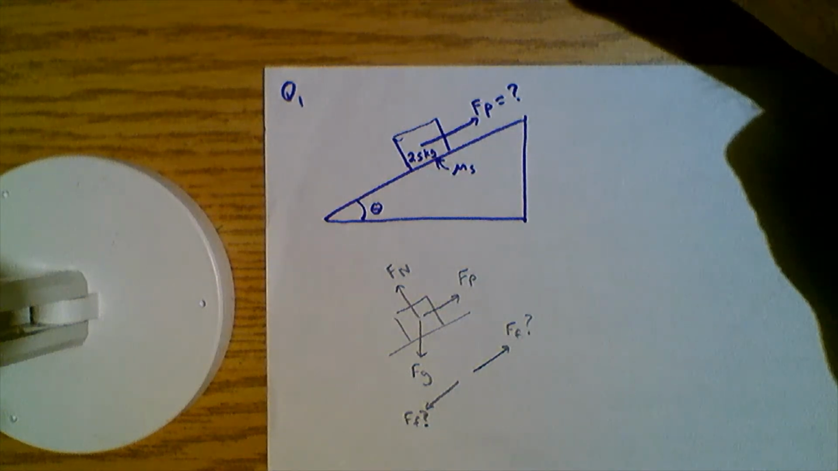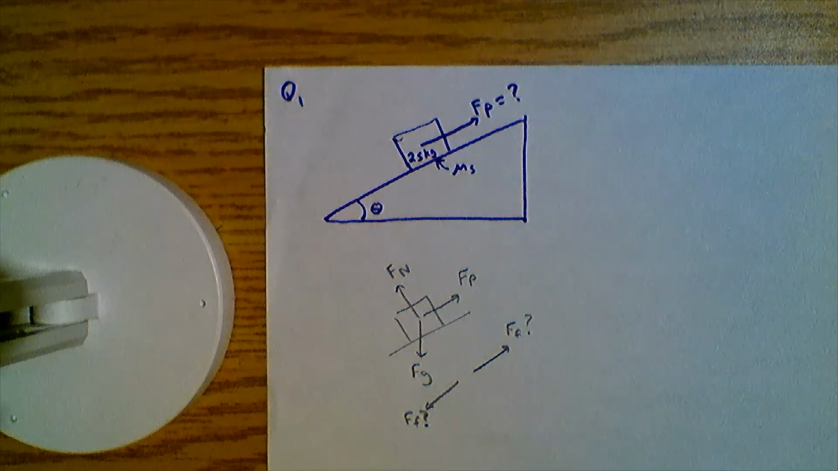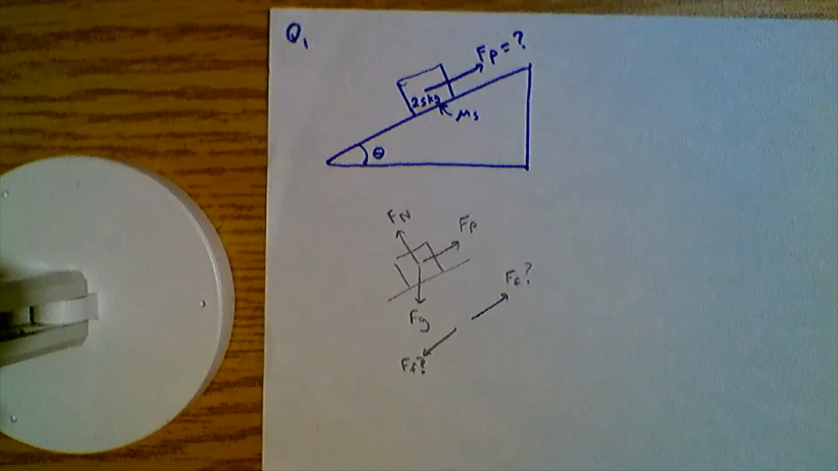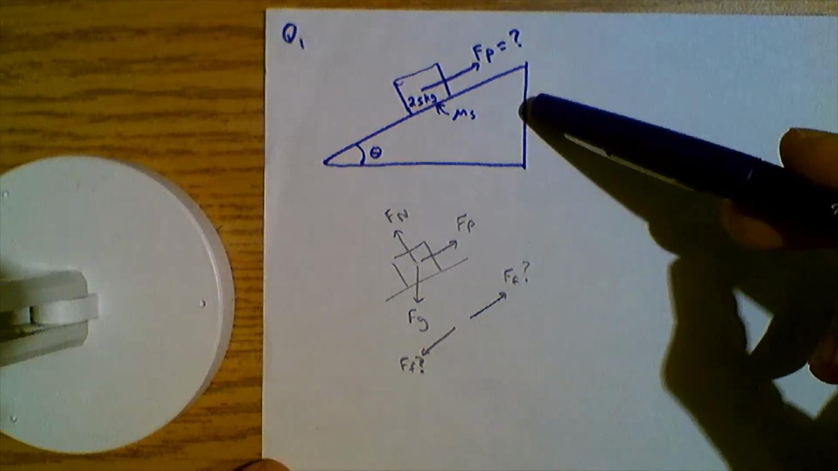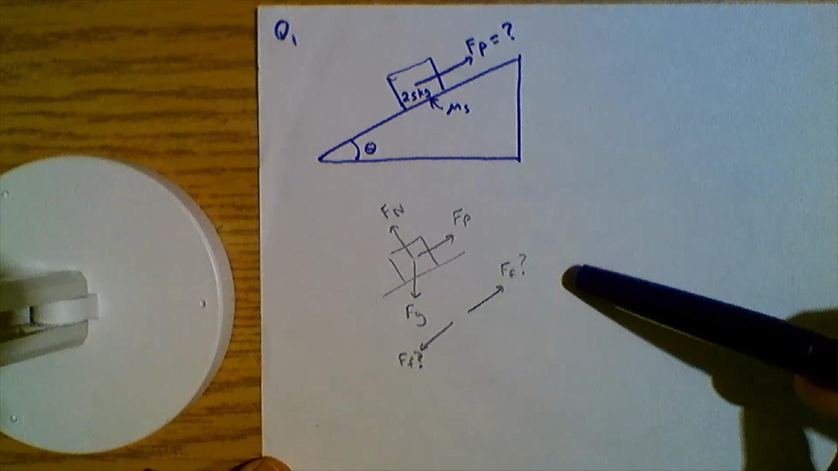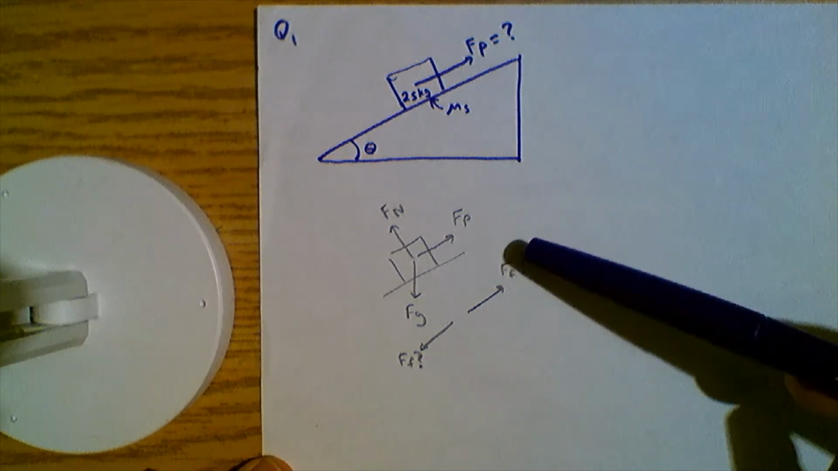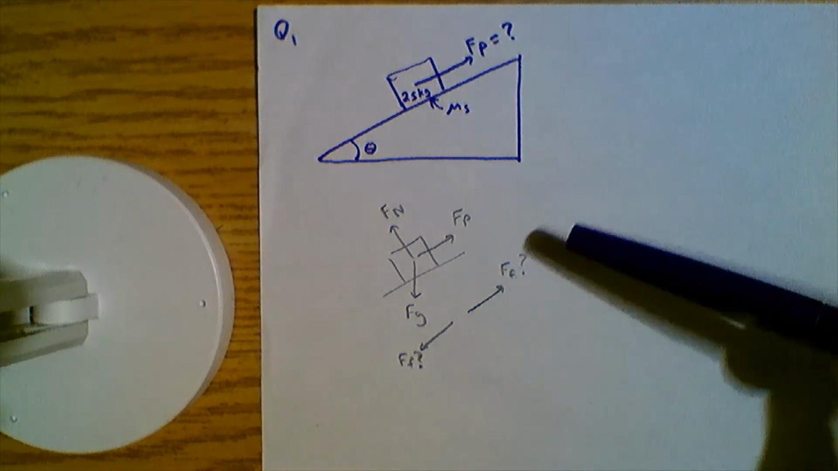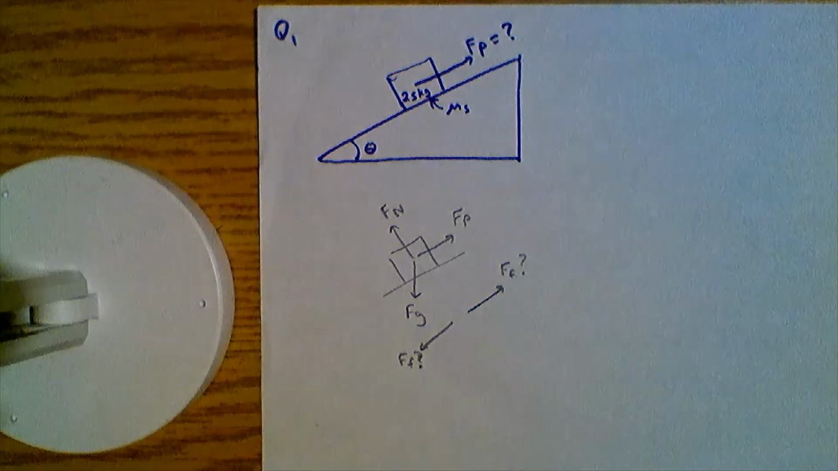Okay, so this is a solution to question 1 from the assignment. Look at what I've done here. I drew the original picture from the question, and then I've drawn a simplified version of the picture showing the forces that are acting on the mass. Now, the mass is 25 kilograms.